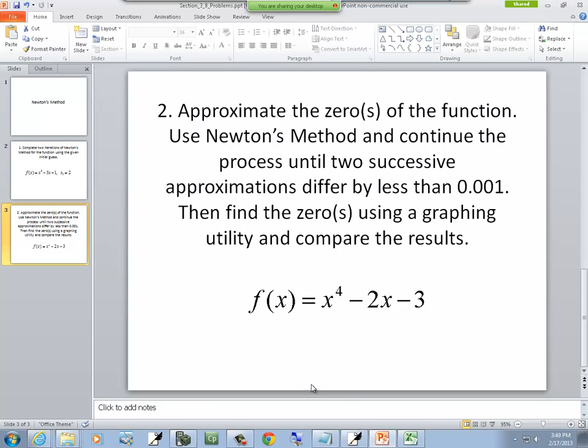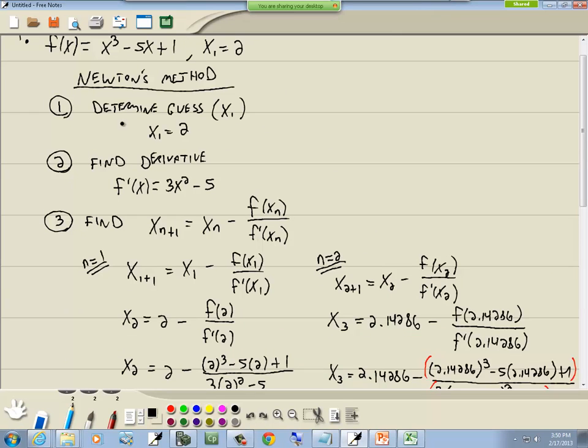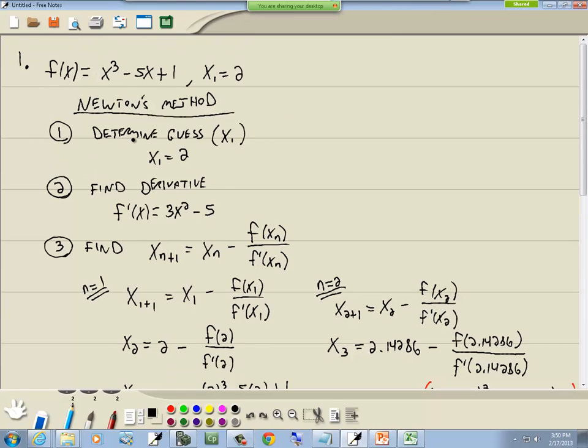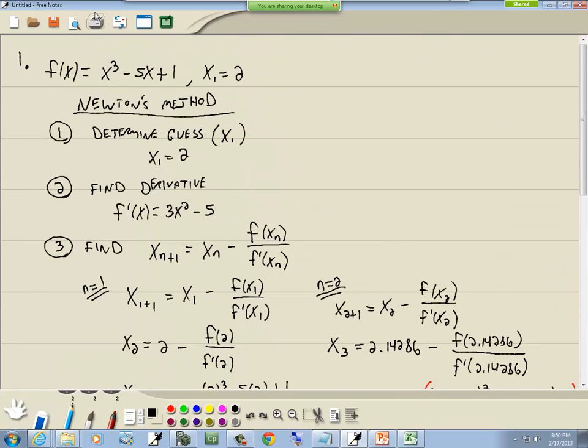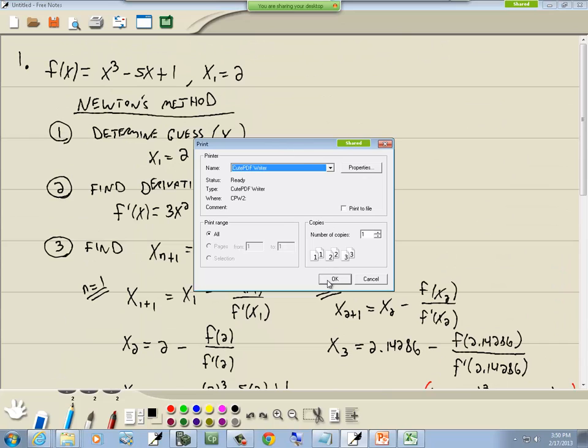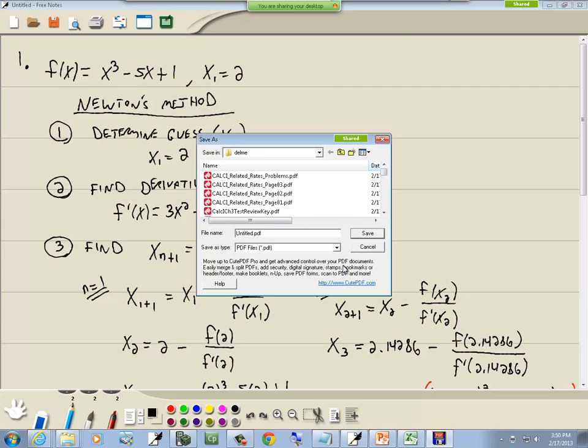Let's take a look at our second problem. And let me go ahead and save this. We're still going to go through the same steps. And this is Newton's method.